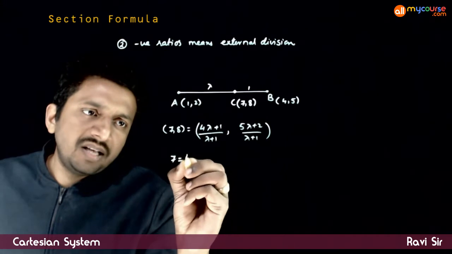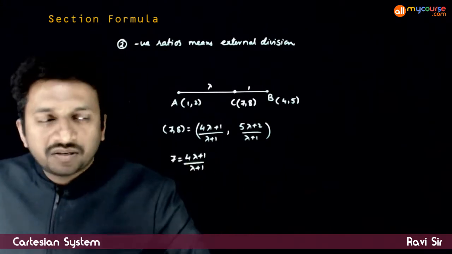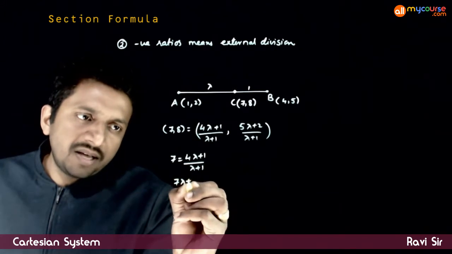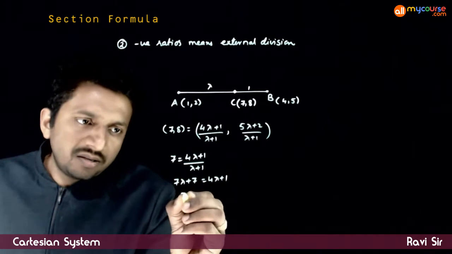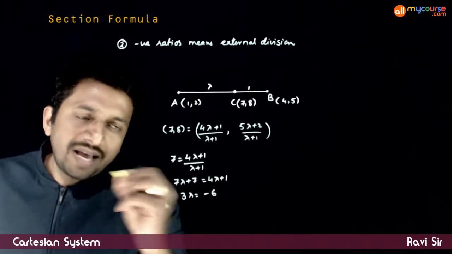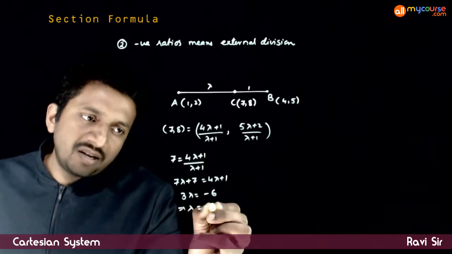So 7 is equal to (4 lambda plus 1) by (lambda plus 1). So 7 lambda plus 7 is equal to 4 lambda plus 1. 3 lambda is equal to minus 6. So lambda is equal to minus 2.